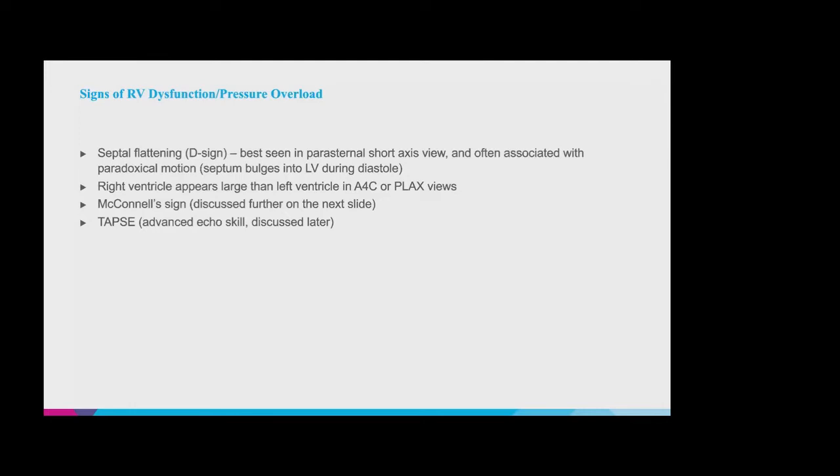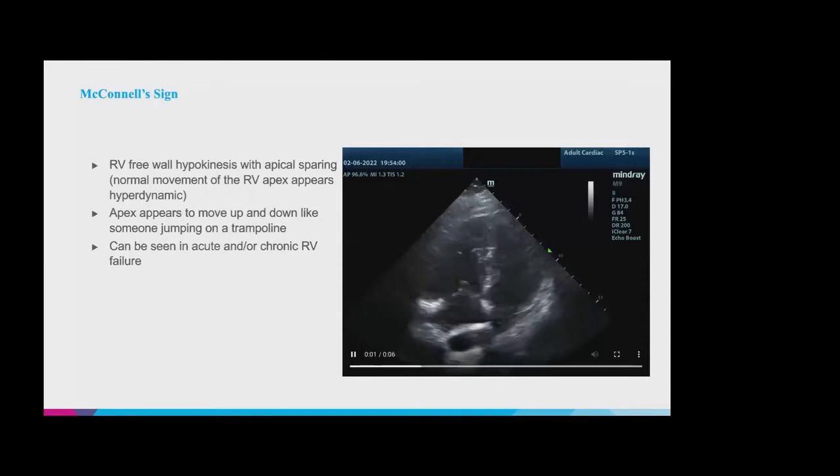there's pressure overload. And then we have the more advanced echo signs, which we'll go over, the McConnell sign, and then TAPSE, which is a more advanced scale, which we don't necessarily do at the bedside, but can be done readily. And we'll have some examples of that as well. So this is the McConnell sign.